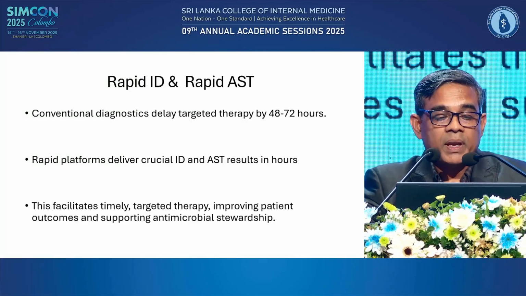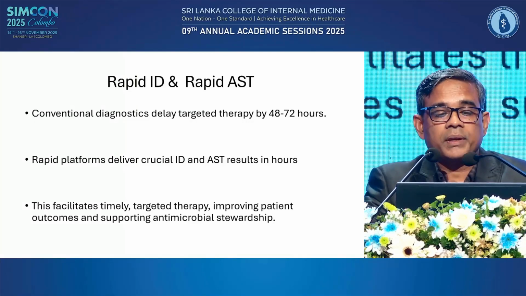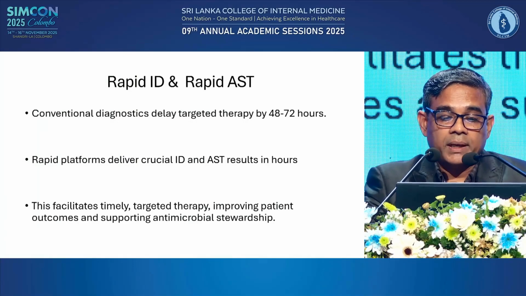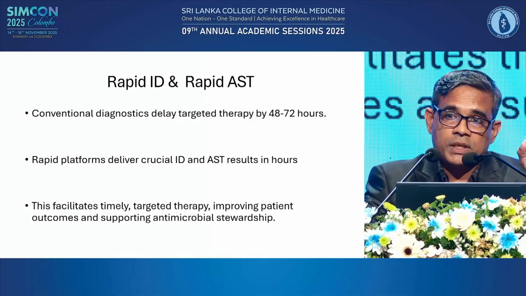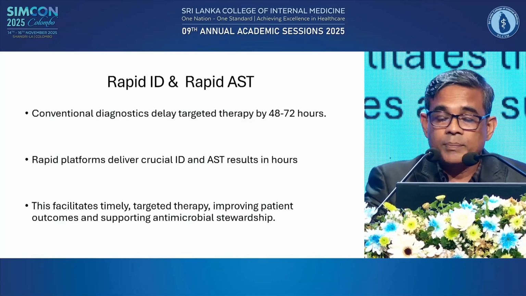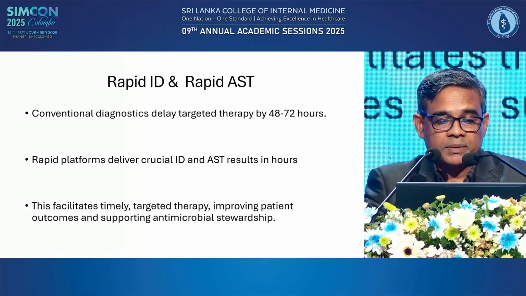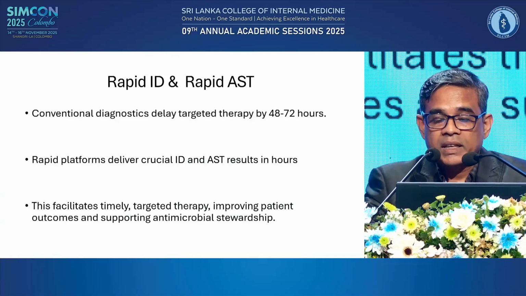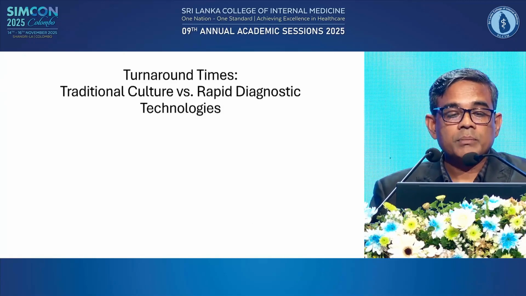These rapid methods, rapid identification and rapid antimicrobial susceptibility testing, will facilitate timely targeted therapy, which is the aim of my talk. It improves patient outcome, and it is also helpful in antimicrobial stewardship programs.